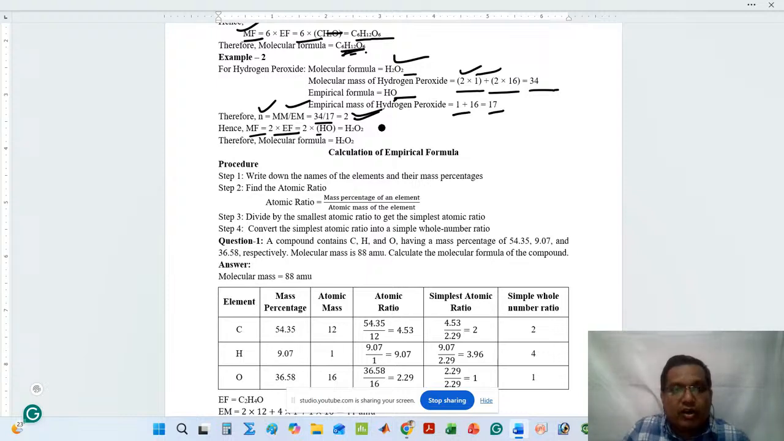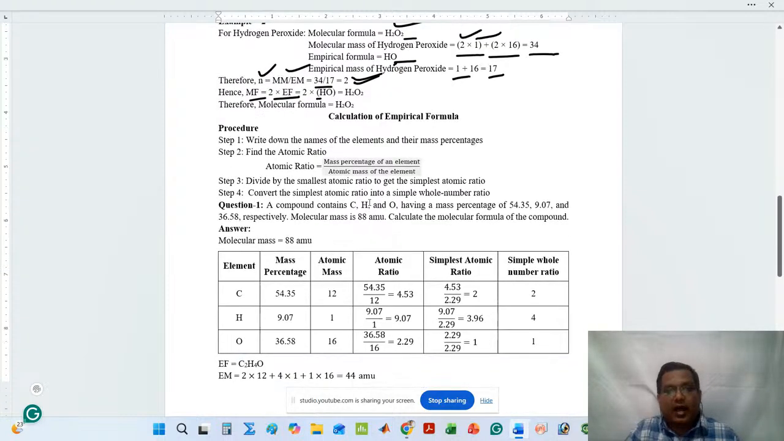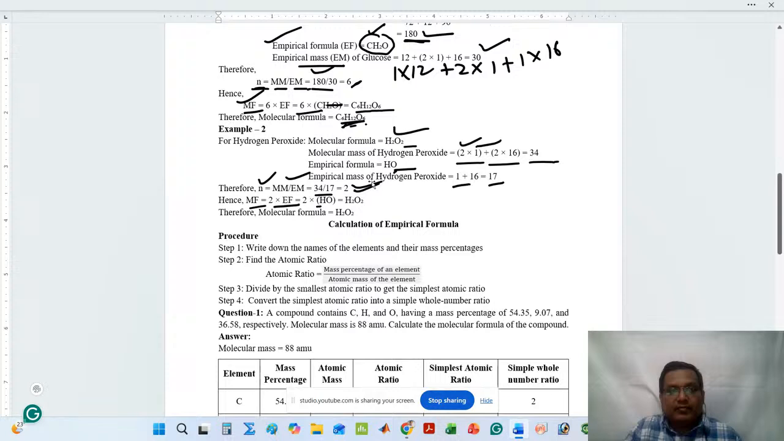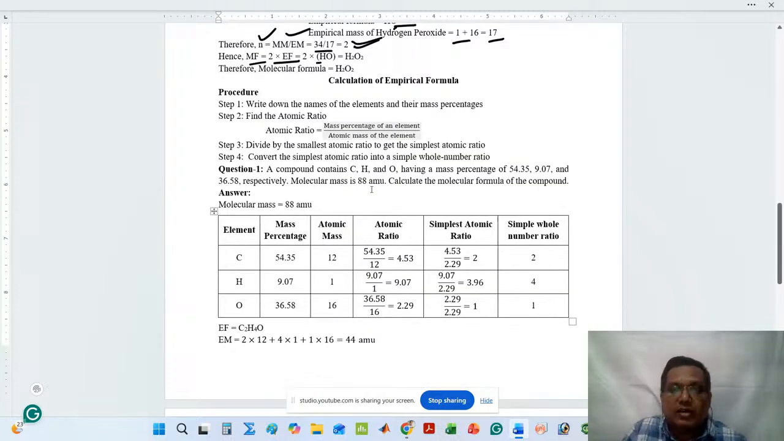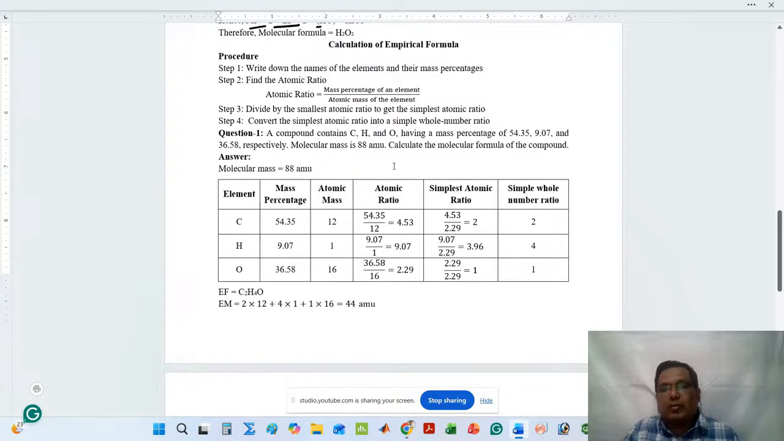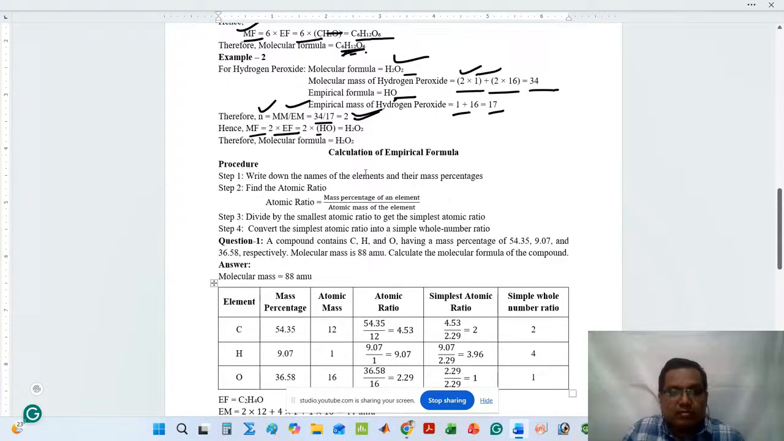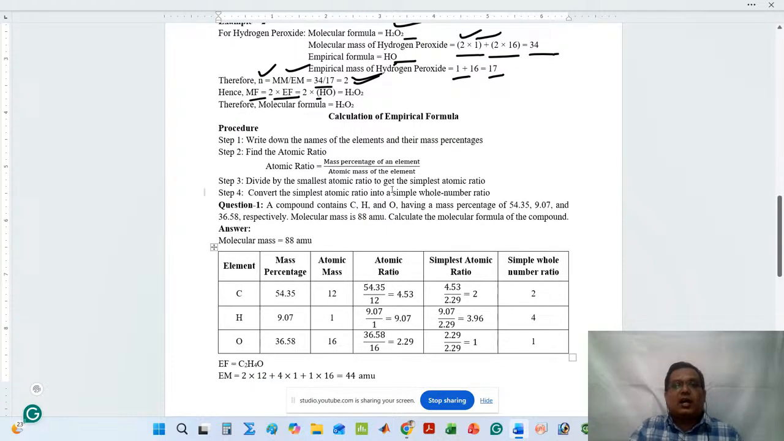This is all about the empirical formula and molecular formula. Next, I want to move to the calculation of the empirical formula. There are a few problems that I have given here, and now I want to solve them. All the problems are generally related to the empirical formula and molecular formula. How can you calculate the empirical formula? Now I want to follow the procedure.